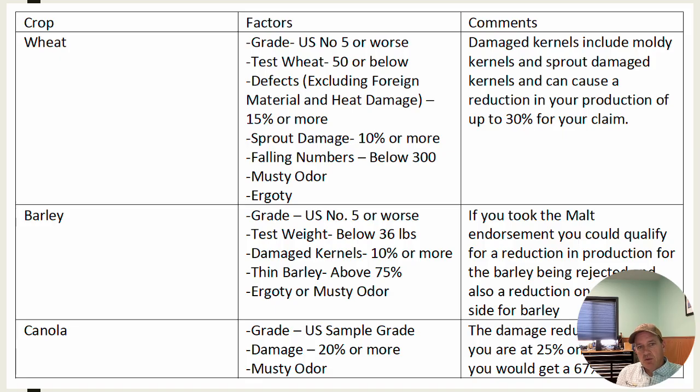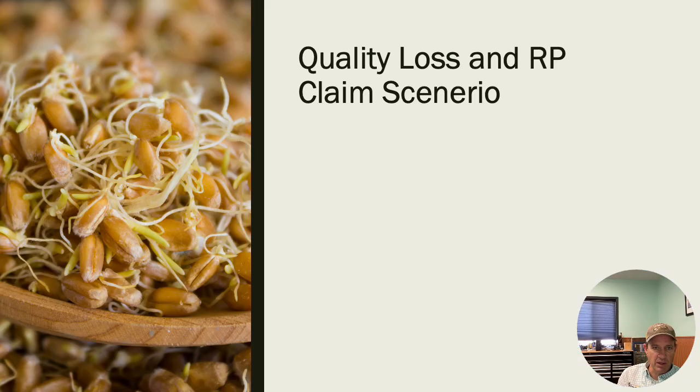On wheat, we'll consider things like falling numbers that are 300 or below, US grade number 5 or worse, sprout damage, those sorts of things would knock your bushels back to pay you more in a claim. Barley, same thing, US number 5 or worse. Damaged kernels, once it gets above 10%, the reduction ramps up pretty quickly on that. And then canola has a similar thing as well. If you had damaged kernels or sample grade canola, that would be a huge reduction. It would kick you possibly into a claim or increase your claim payment.